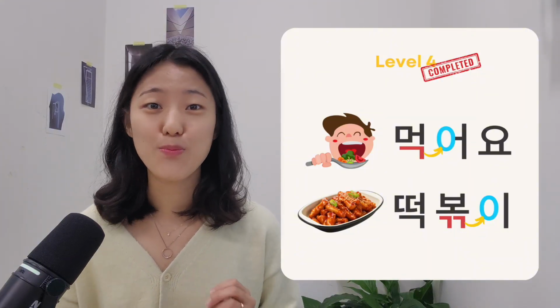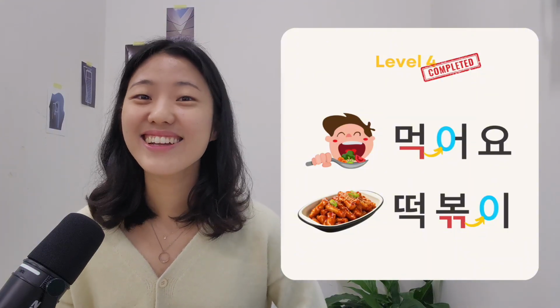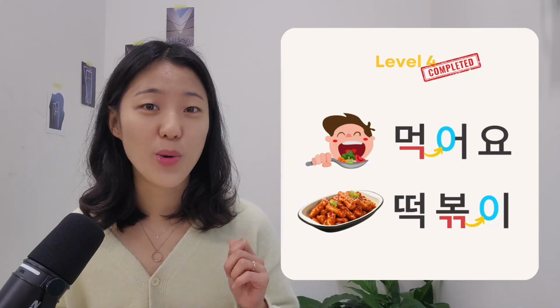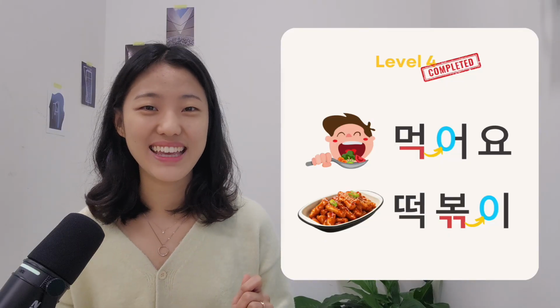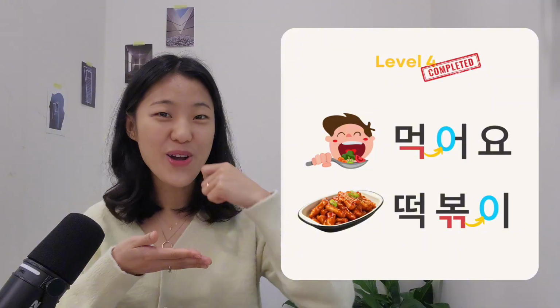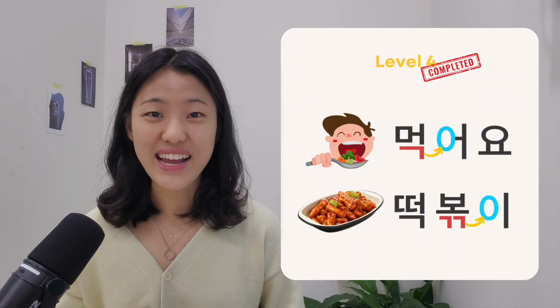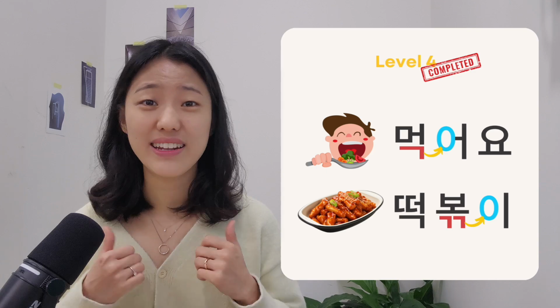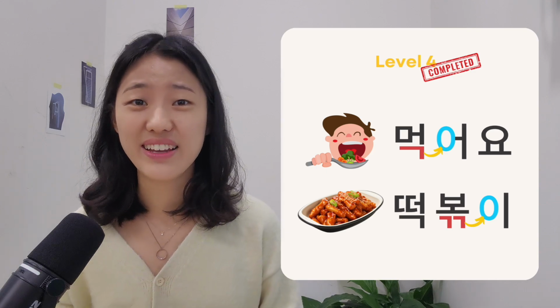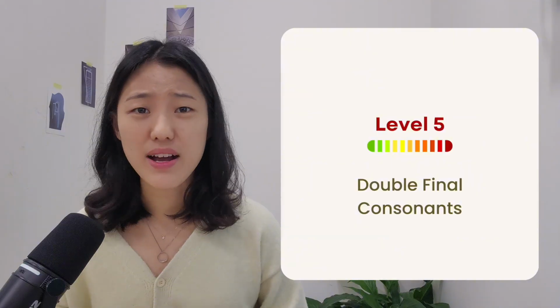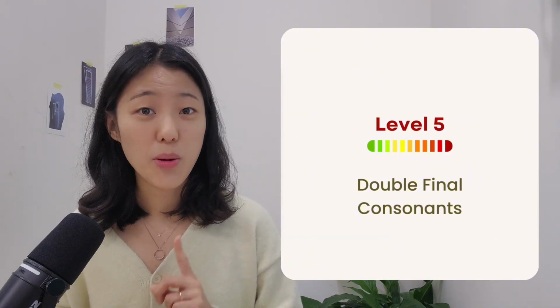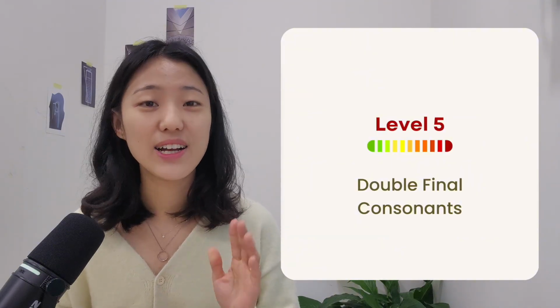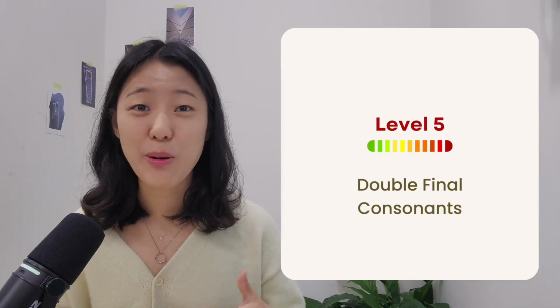먹어요, 떡볶이. And 떡볶이 먹어요. It's eat 떡볶이. 떡볶이 먹어요. If you come to Korea, 떡볶이 먹어요. So you complete level 4 and you're becoming an expert. Congratulations! Now the last boss, level 5, double final consonants. Don't freak out. Let's do it one by one.